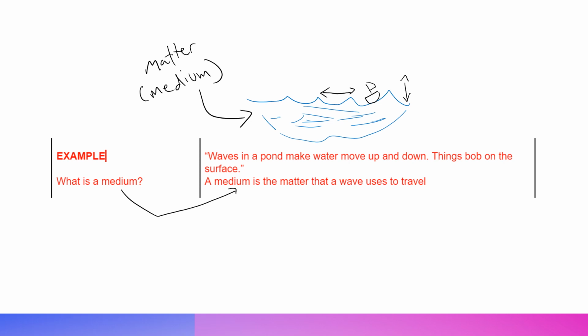Now, I would like for you to write down this example. You may draw my picture if you wish. You do not have to. But it says waves in a pond make water move up and down. Things bob on the surface. So again, if we are creating movement, then we are affecting objects in some way. And what this is showing us is that this is in fact energy that is moving across this pond. Just going to give you a second to get caught up here.